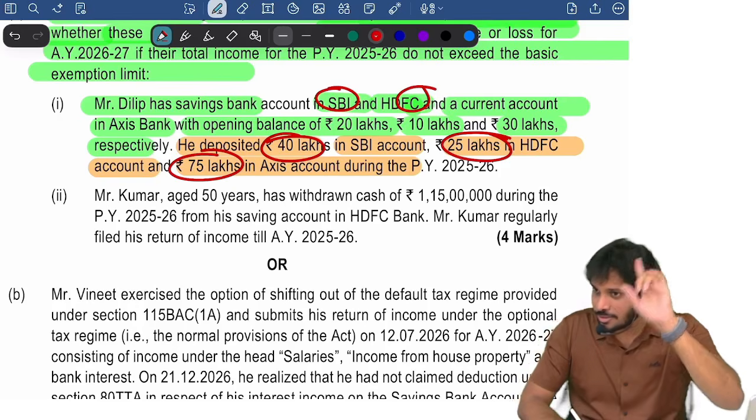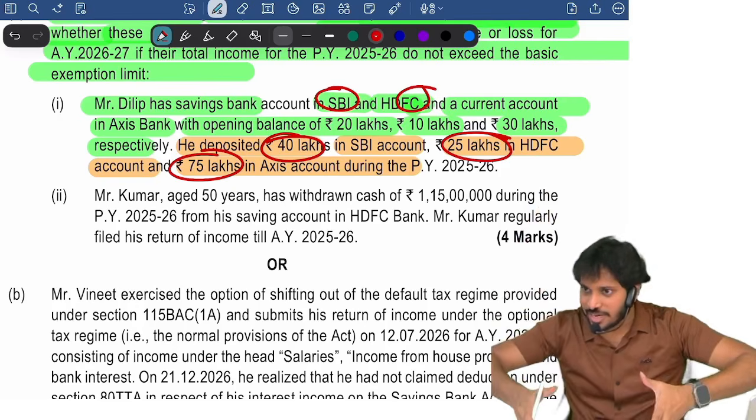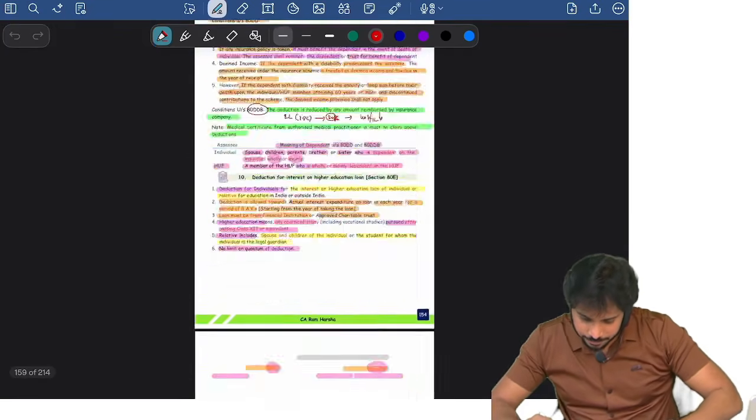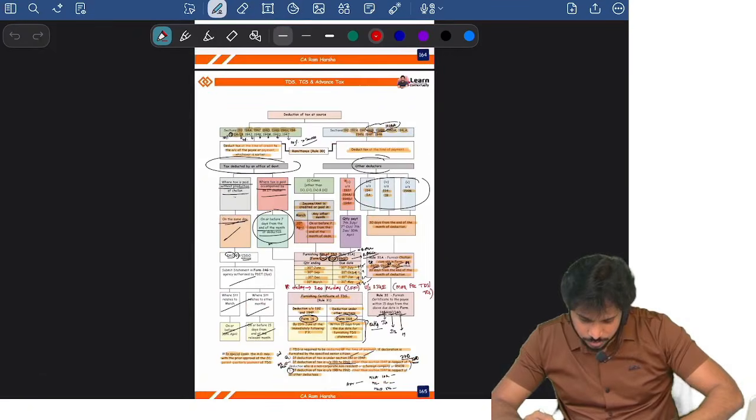Yes or no? Remember, I gave one page. The entire return of income provision I gave in just one page. I'll show you.